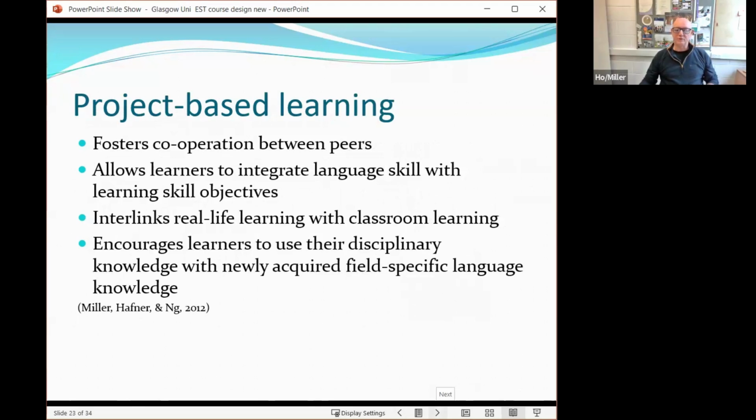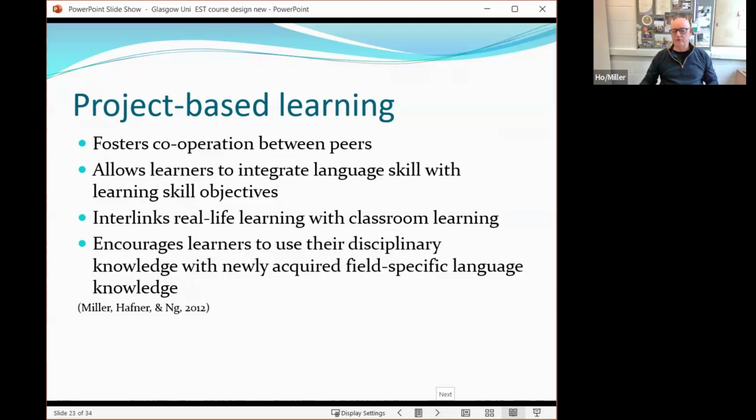Also, this project allows learners to integrate their language skills with their learning objective skills. So any kind of language skill, the course was not just to teach English, was not how to develop vocabulary, for example, for science. Students were allowed to bring in any language skill they wanted into the project. And that gave them confidence that they were using language well, but it also helped the other students in the group because a lot of peer teaching went on with this project.